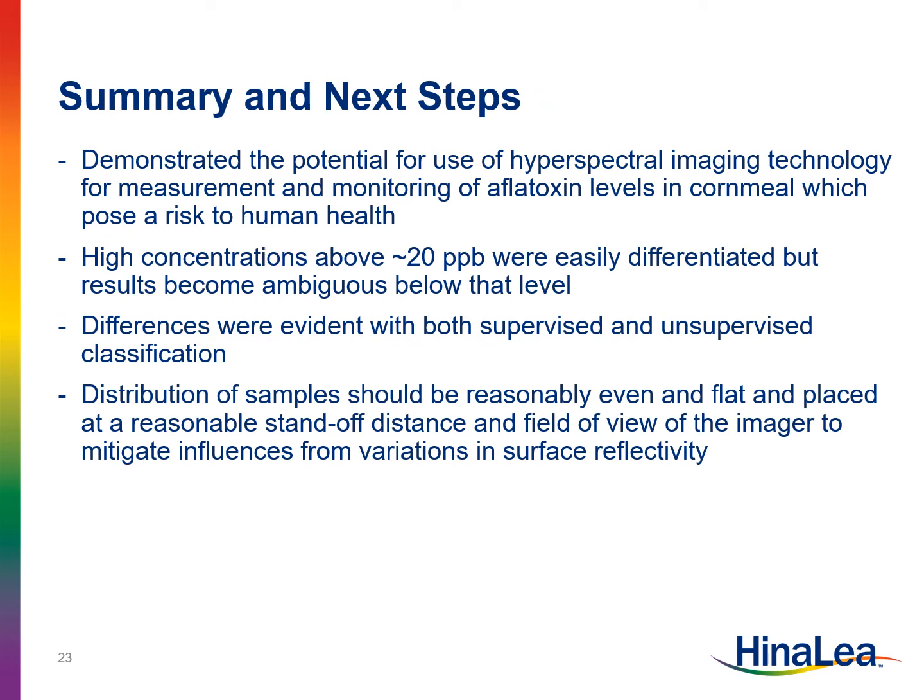So in summary, we have demonstrated the potential for use of hyperspectral imaging technology for measurement and monitoring of aflatoxin levels in cornmeal, which pose a risk to human health. We've shown that high concentrations above 20 parts per billion were easily differentiated, but results become ambiguous below that level, and noted that the differences were evident with both supervised and unsupervised classification. And finally, we learned that the distribution of samples should be reasonably even and flat and placed at a reasonable standoff distance and field of view of the imager to mitigate influences from variations in surface reflectivity.